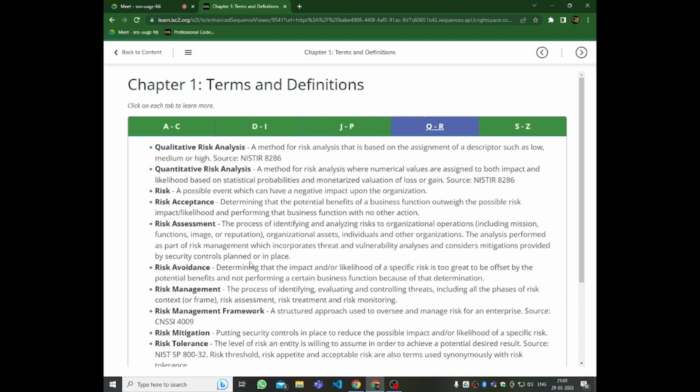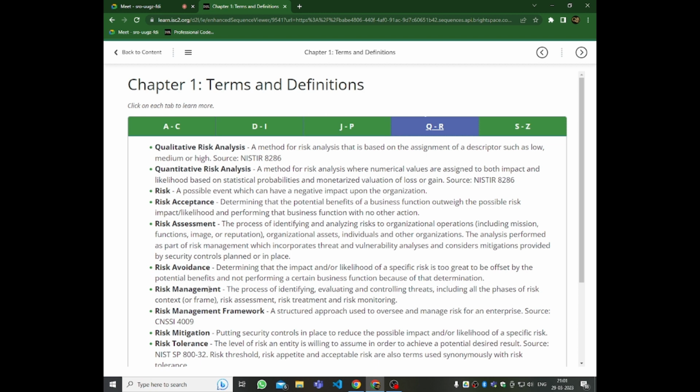Next is risk avoidance. Determining that the impact and or likelihood of a specific risk is too great to be offset by the potential benefits and not performing a certain business function because of that determination.